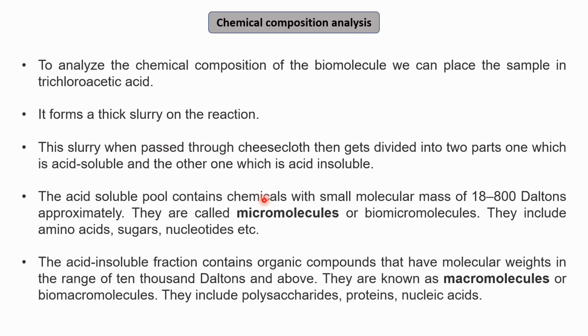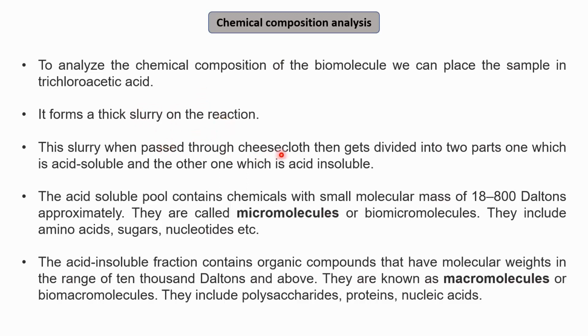For that, we can perform the chemical composition analysis. To analyze the chemical composition of, let's say, a leaf, or any plant tissue or animal tissue, what we will do is place that tissue sample in trichloroacetic acid. And upon reaction, it will form a thick slurry.